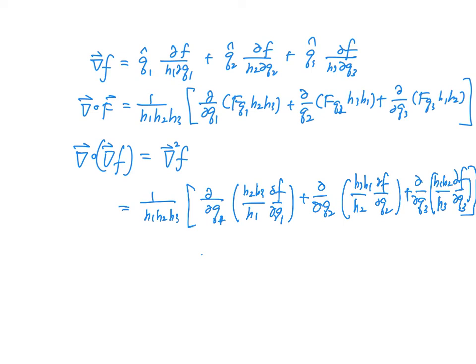So for Cartesian coordinate, everything's one, right? Very simple. So Laplacian F is simply partial squared F over partial x squared, plus partial squared F over partial y squared, plus partial squared F over partial z squared. Very simple. On the other hand, cylindrical coordinate is very complicated.